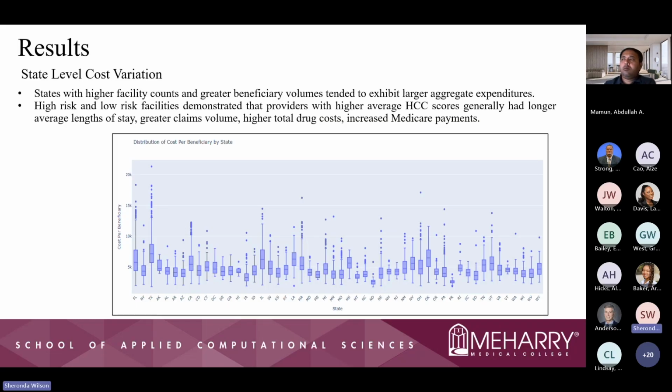I also found that the facilities with the higher utilization scores generally had longer average stays, greater claims volumes, higher drug costs, and increased Medicare payments. If you notice here, the larger the block and the longer the whisker, the higher the HCC payments. And if you notice, Texas again in this area stands out and supersedes all of the other states. So this suggests that both geography and patient complexity play important roles in spending patterns when it comes to Medicare payments.